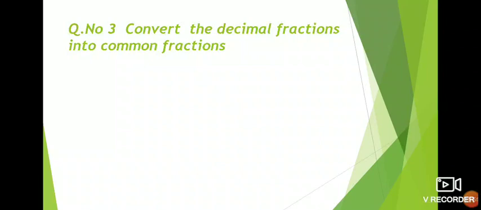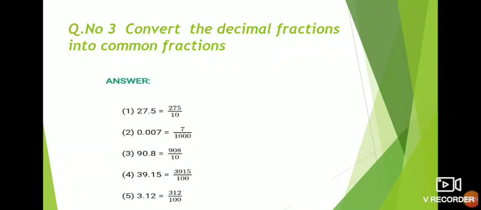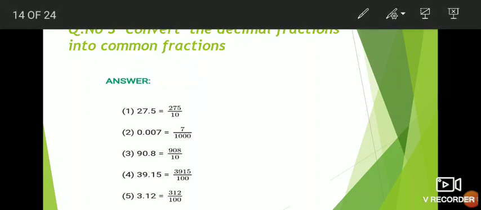Okay, what we have to do? We just ignore the decimal point and write the number at the numerator, and after the decimal point, as many digits as there are, that many zeros we have to write after 1. Now see here in the first question 27.5 is there. After the point 1 digit is there, that's why we wrote 10 after 1 here.